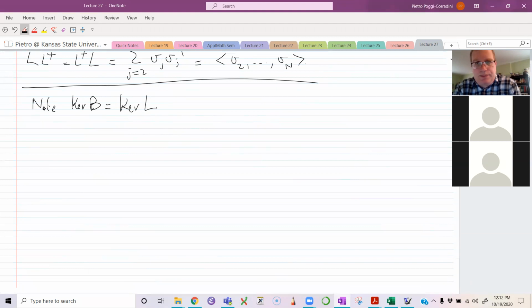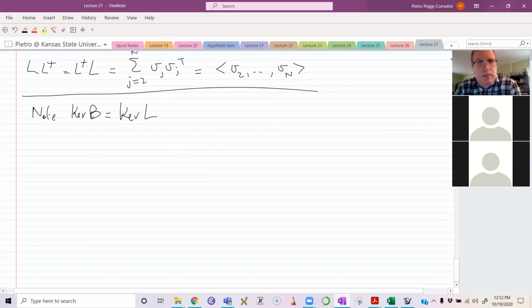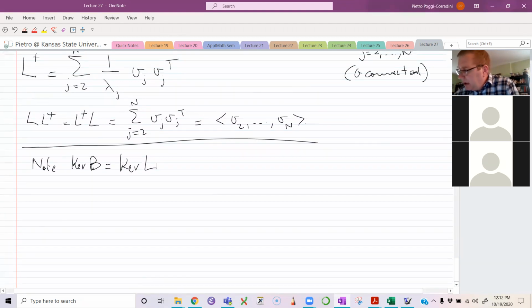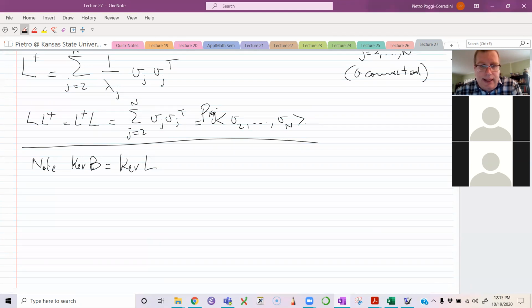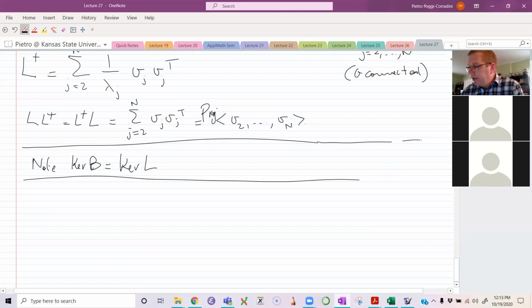Questions? Sorry, by this I mean the projection onto that. V2 to Vn is an orthonormal basis for this orthogonal complement to the kernel. And so this sum of outer products is the projection onto that subspace. Any questions so far?